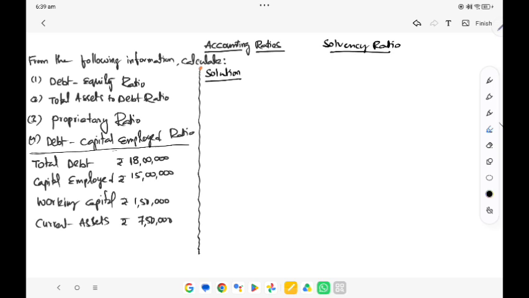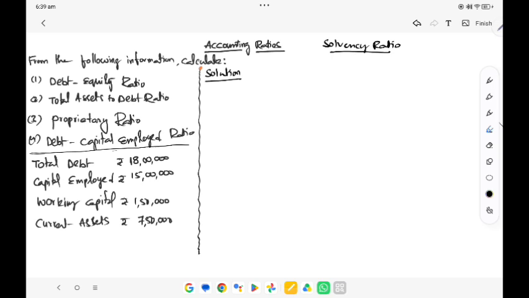So here, if you observe the question, from the following information calculate all the four ratios they are asking, and the given information is total debt 18 lakhs, capital employed 15 lakhs, working capital 1,50,000, current assets 7,50,000. By using this information we are going to calculate all of these.